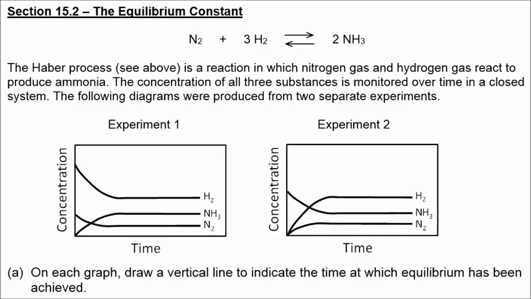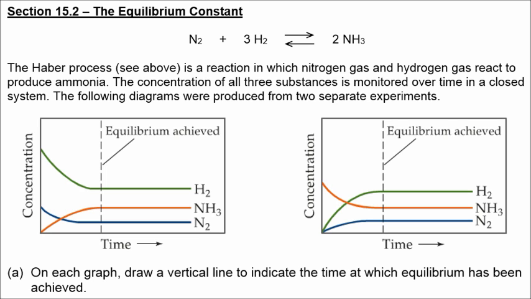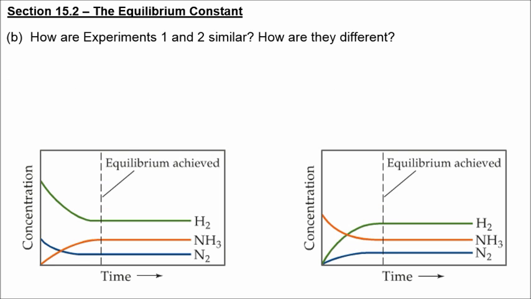Section 15.2, the equilibrium constant. So we can look at, in both experiments, 1 and 2, a point is reached where equilibrium has been achieved, where the concentrations of all three chemicals no longer change over time. We can also decide how they are similar and how they are different.